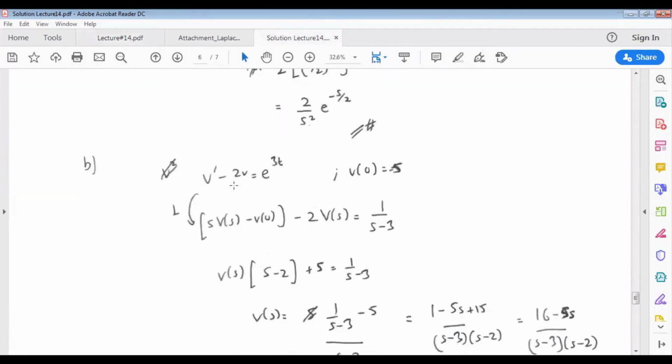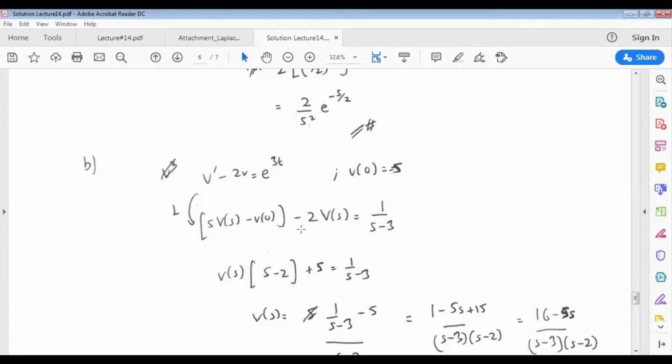What we do is the Laplace transform. For the first term, v prime, dv over dt, the Laplace transform will be sV(s) minus v(0). This is based on the differential properties of the Laplace transform. Then minus 2v will be 2V(s), while the third term, e^(3t), will give us 1 over s minus 3.